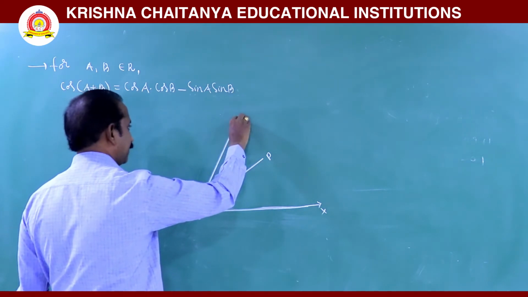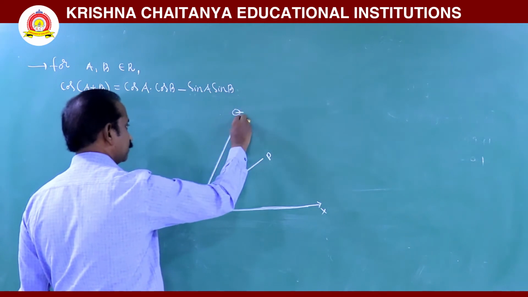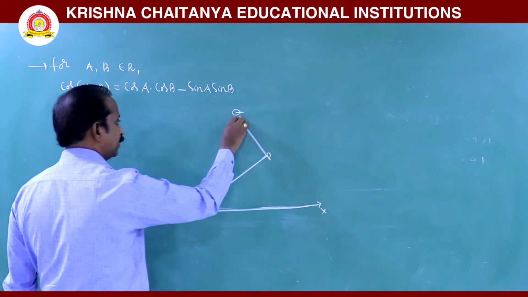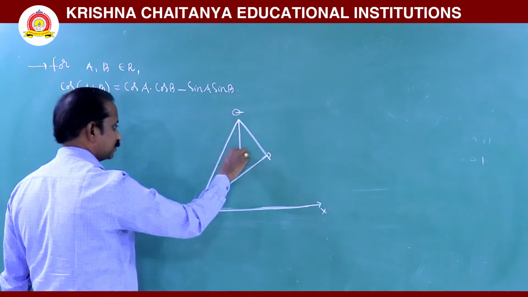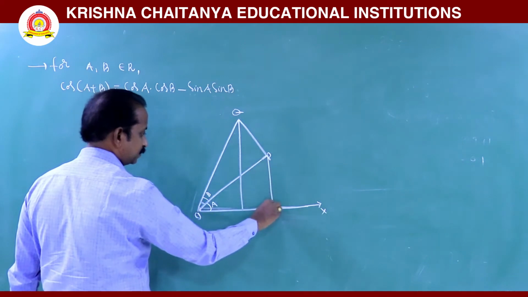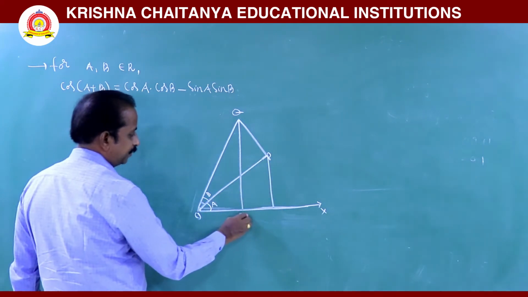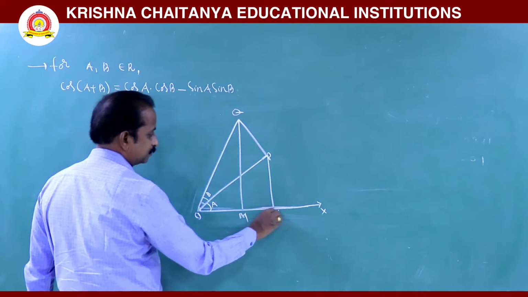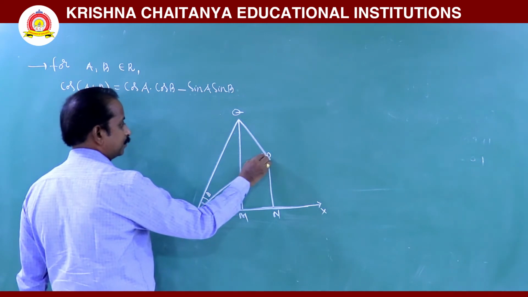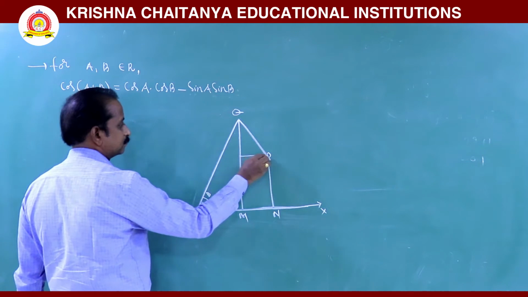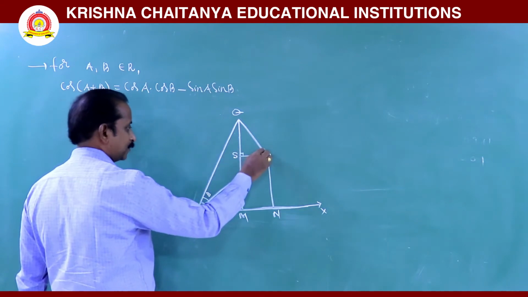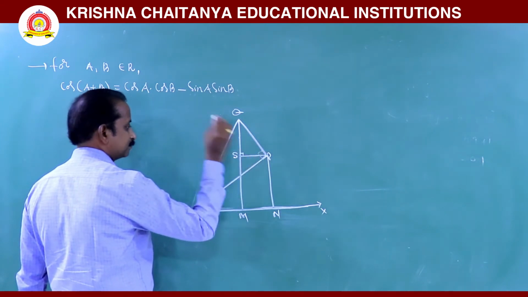Draw a perpendicular line from Q to the x axis and P to the x axis. They meet at points M and N, say. Draw a perpendicular line from P to the QM line. It meets at a point S. Here is the right angle. Here also a right angle.